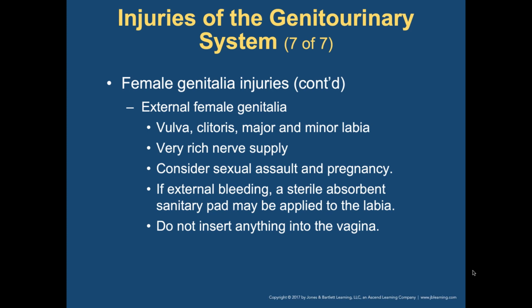Some of the external female genitalia, the clitoris and the major and minor labia, are very, very rich in blood. It's just like the facial injury. They're going to bleed a lot. So ponder that and remember that when they talk about them. Consider a sexual assault or pregnancy. If you suspect external bleeding, use a sterile absorbent sanitary pad. It may be applied to the labia. Do not insert anything at all whatsoever into the vagina. That's not where it needs to be done. This information is relevant because some medications and tests are harmful to the fetus, so be careful on what you apply and put.